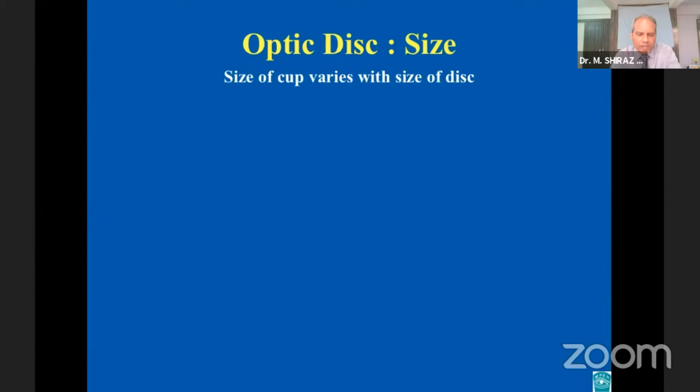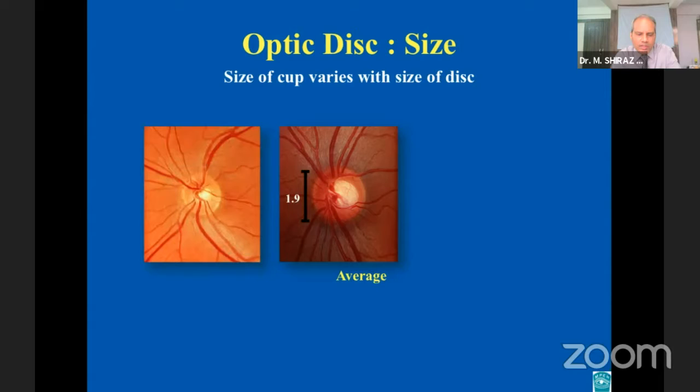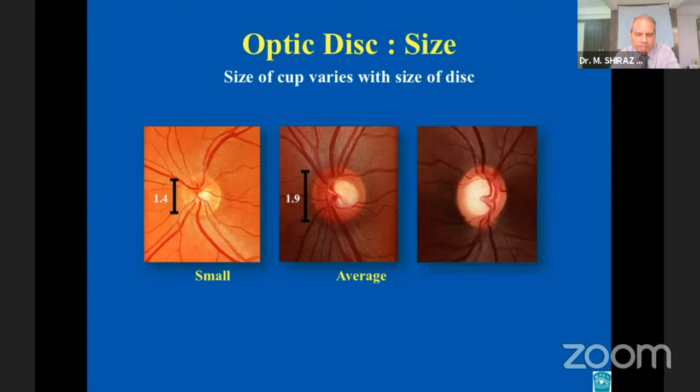The size of the optic cup also varies with the size of the optic disc. This is an average sized optic disc having a vertical diameter of about 1.9 millimeters. This is a small sized optic disc having a vertical diameter of 1.4 millimeters. And this is a large sized optic disc having a vertical diameter of about 2.4 millimeters. So from these photographs, it can easily be appreciated that with the increase in size of the optic disc, the size of the optic cup also increases proportionally.